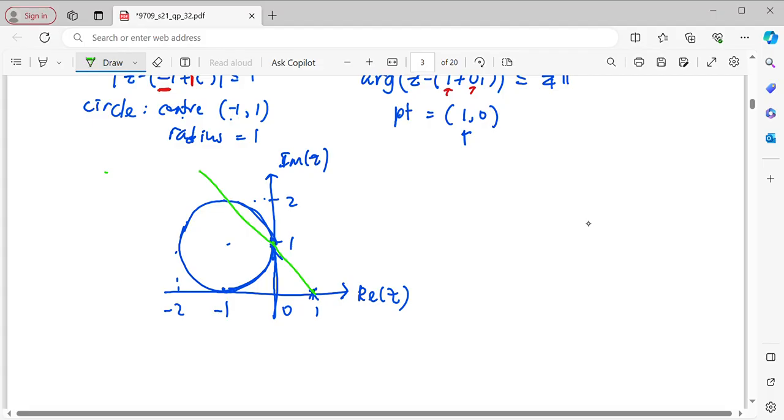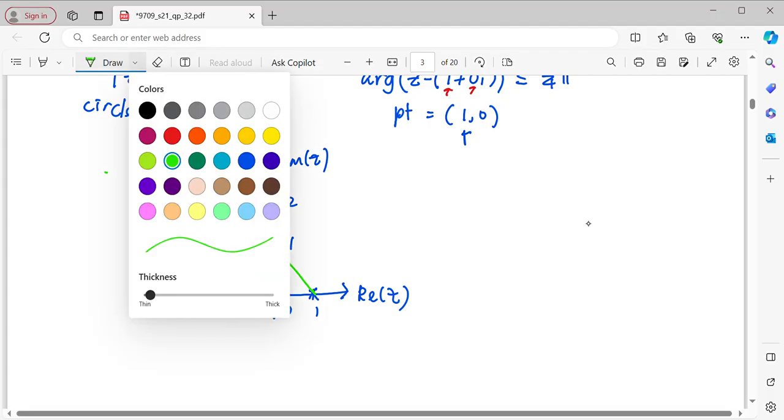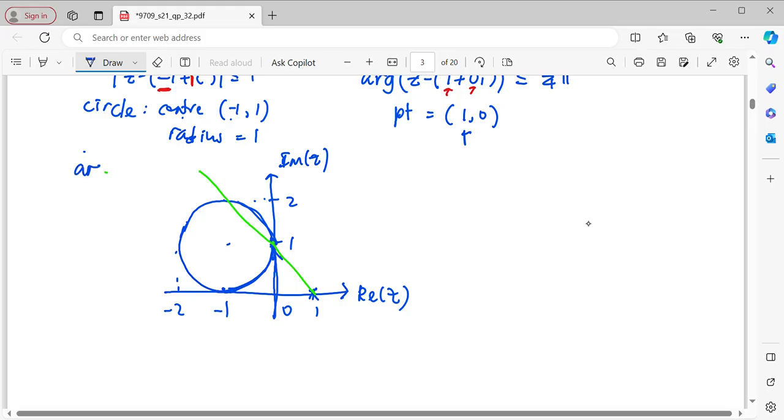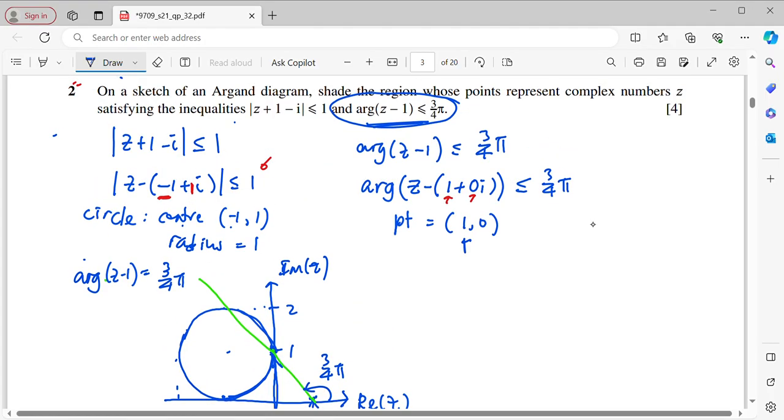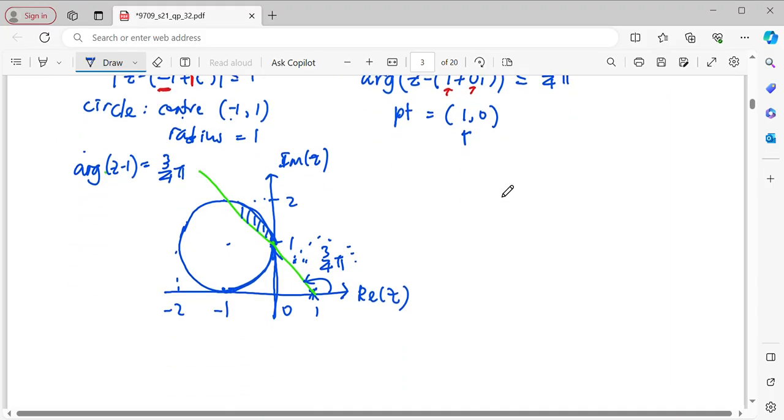Alright, so this is argument of z minus 1 equals to 3 over 4 pi, because here is 3 over 4 pi. Because it's less than or equal to, that means it will be any points within this area, and it's also bounded by the circle, which means it's this shaded region. Okay, so that's the Argand diagram for this question.